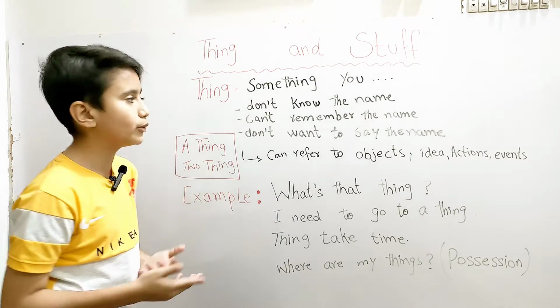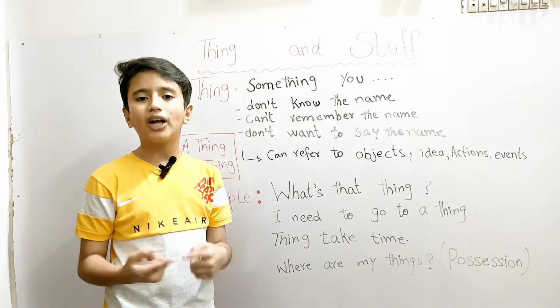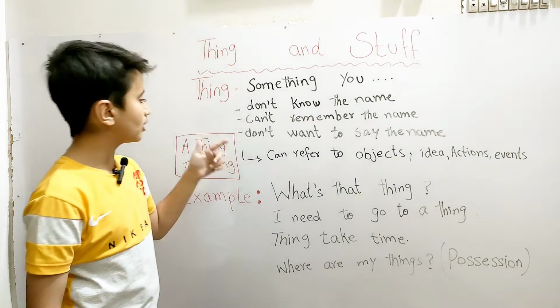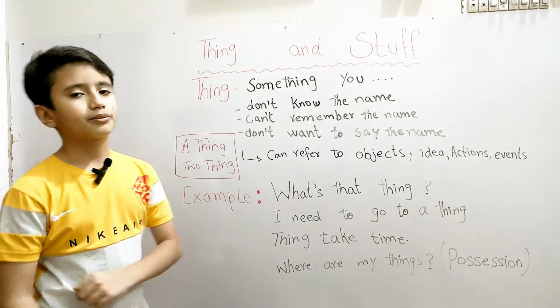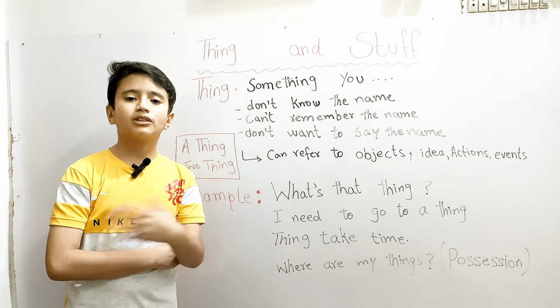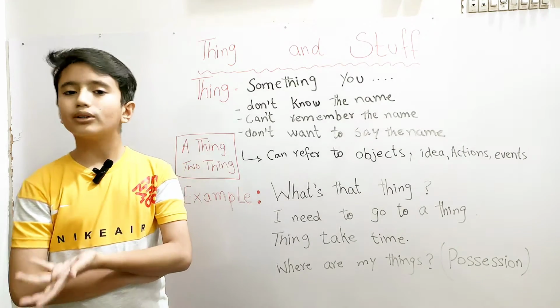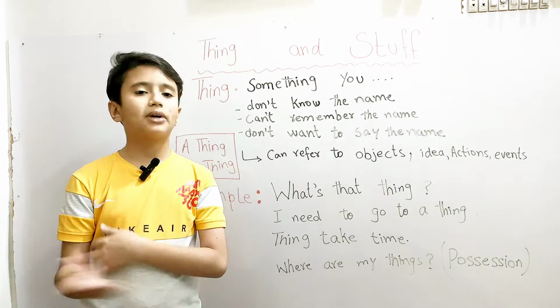You know what you are trying to speak. You have that image in your mind, but you forgot the name of that thing. You don't want to say the name. Where are my things? When somebody asks you what were your things, you say, they were my things.